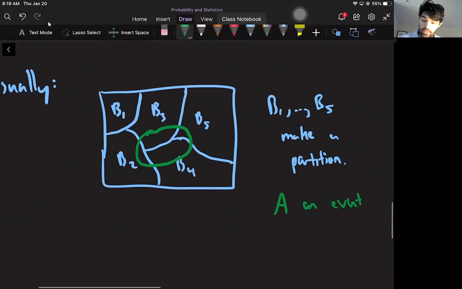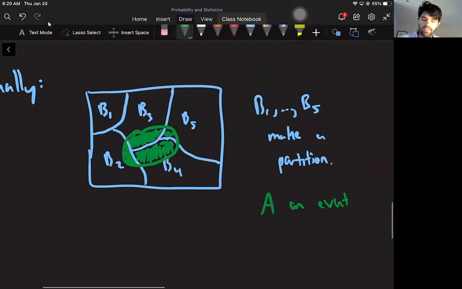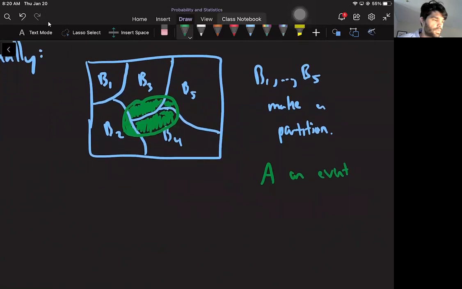well, then what this is saying is that I can break it up into, so this would be A intersect B2, and then this would be A intersect B3, A intersect B4, and A intersect B5. So I could break it up into these four, I don't even need B1, these four non-overlapping parts. And so you could write A like that instead. Okay, so A is an event.